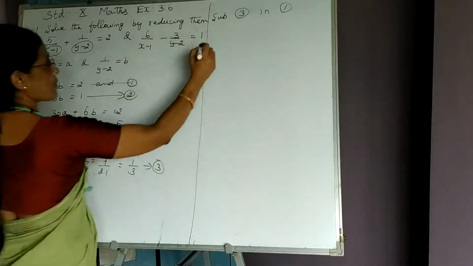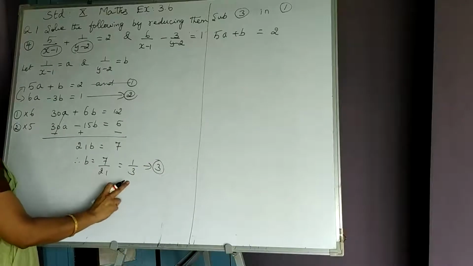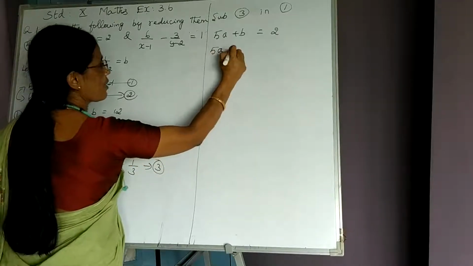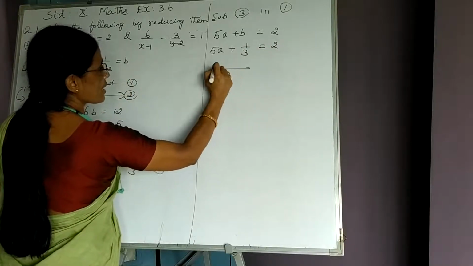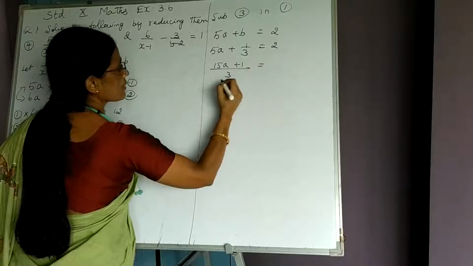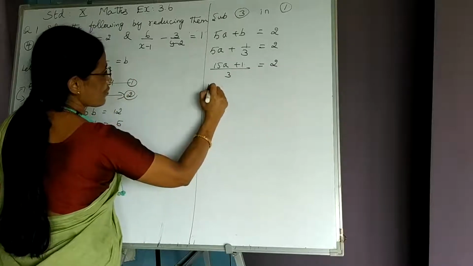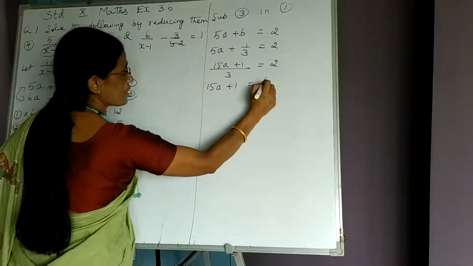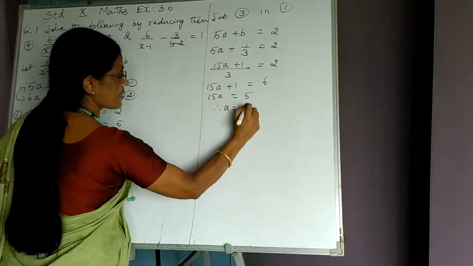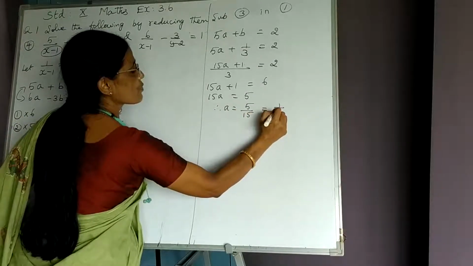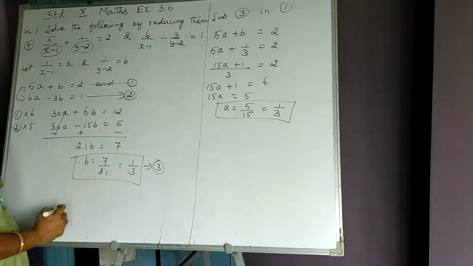The first equation is 5a plus b is equal to 2. Value of b is 1 upon 3. So, 5a plus 1 upon 3 is equal to 2. Taking LCM, we get 15a plus 1 upon 3 is equal to 2. 15a plus 1 is equal to 6. 15a is 5. Therefore, a is 5 upon 15, which is 1 upon 3. So, we got a is equal to 1 upon 3, b also 1 upon 3.